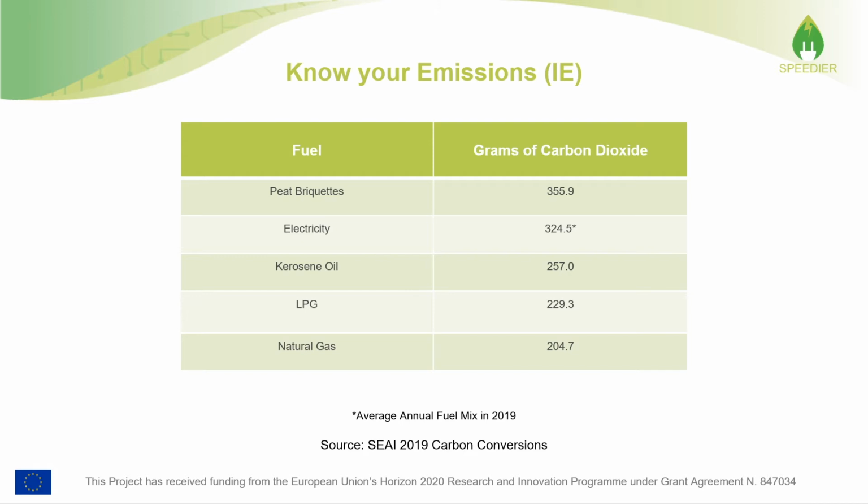Shown on the screen is the grams of carbon dioxide per kilowatt hour. As you can see, peat briquettes is the highest, then electricity, kerosene, LPG, natural gas. As we move forward, the grams of carbon per kilowatt hour of electricity is slowly reducing due to our wind energy. And it is targeted that by 2030, 70% of the Irish electricity will come from a renewable source, which will again decrease the grams of carbon dioxide per unit.